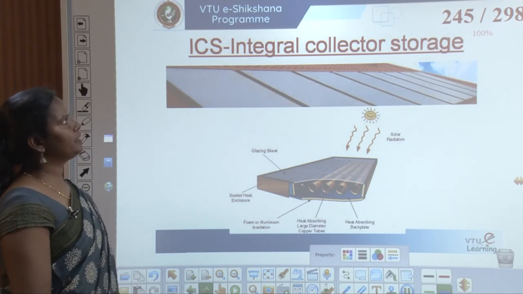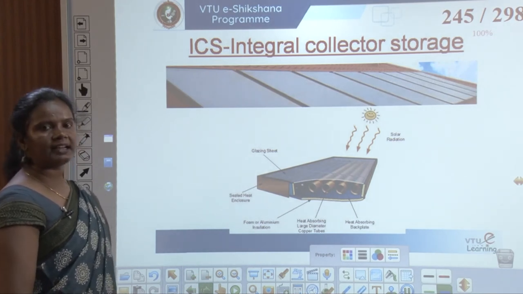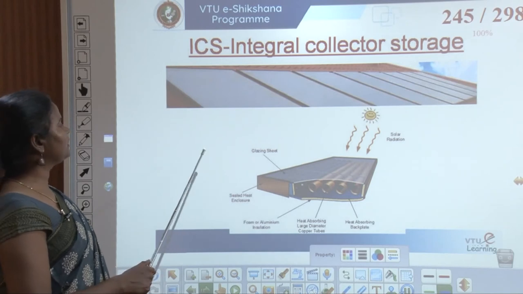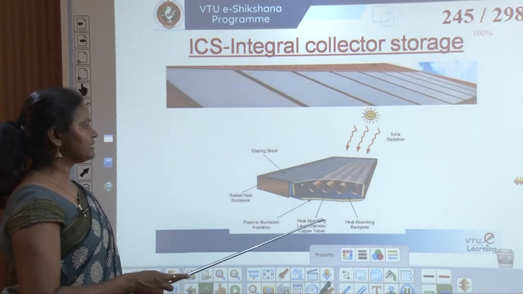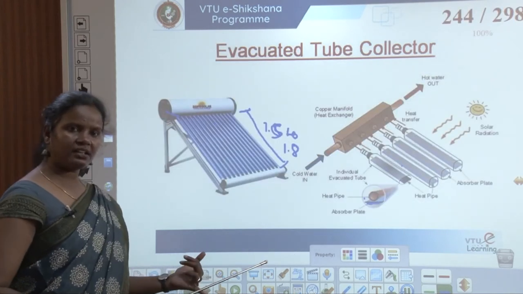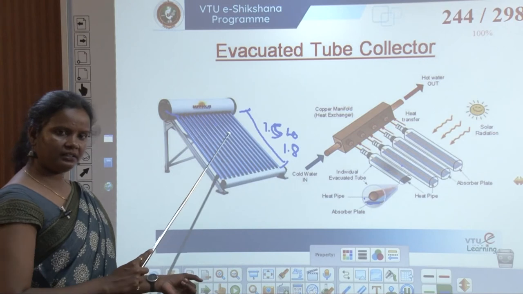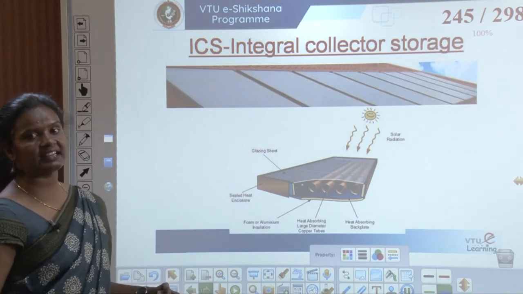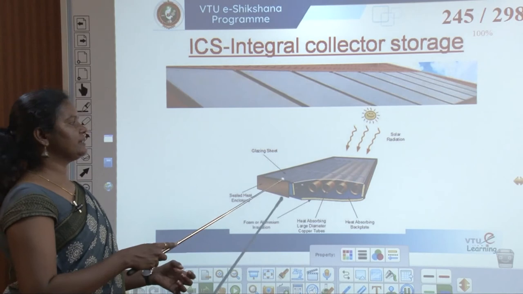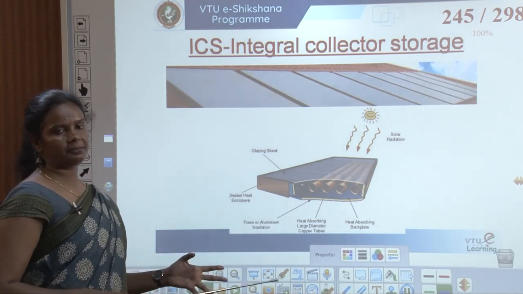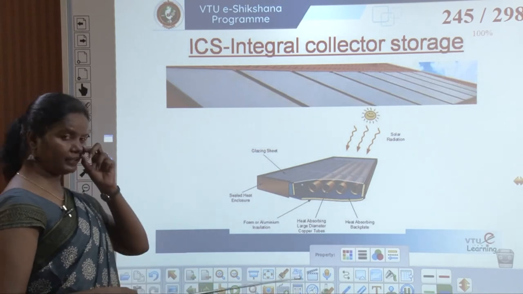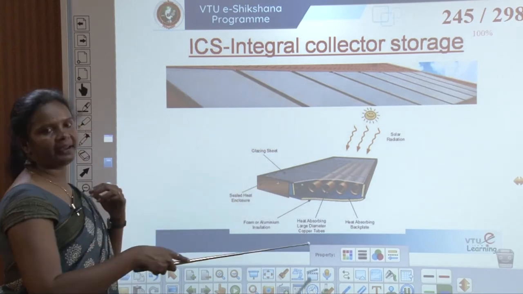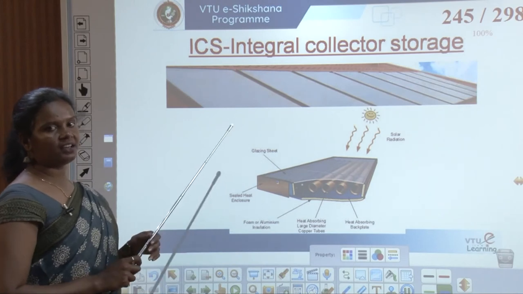Then we have another type of solar collector, that is ICS, integral collector storage. So we saw the flat plate collector, we saw the evacuated tube collector where the tubes themselves are visible, and this is one more type where ICS, integral collector storage, is provided. It looks very similar, kind of a combination between flat plate and evacuated tube collector, where all the tubes are covered with the frame and the box. So it is called integral collector storage.